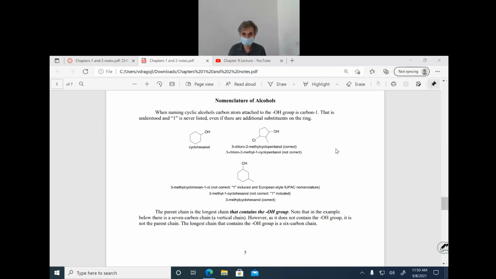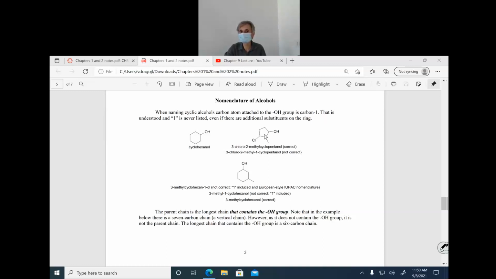Nomenclature of alcohols. So in cyclic alcohols, that's very important. Carbon attached to hydroxyl group is carbon 1. And we never list that one, even if there is more than one substituent. And that's another thing, you see, so cyclohexanol, that's easy. But here, this is cyclopentanol. So this is carbon 1. And then carbon 2 must be methyl and 3 chloro. So it's 3-chloro, 2-methyl cyclopentanol.